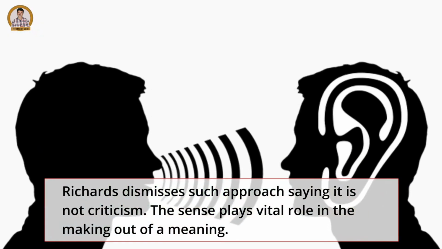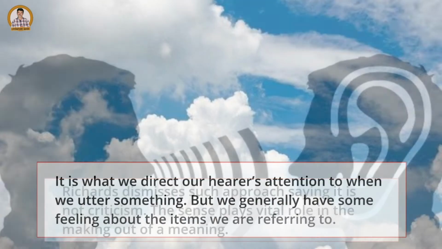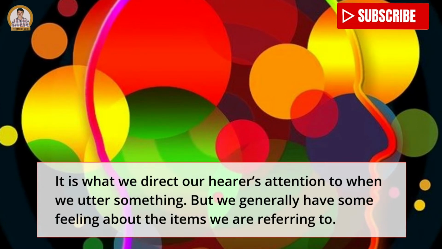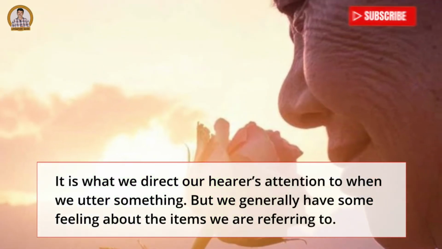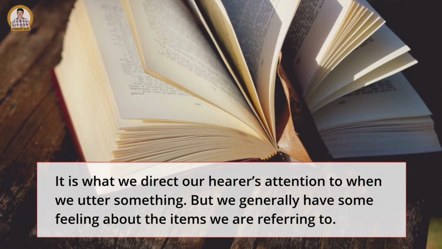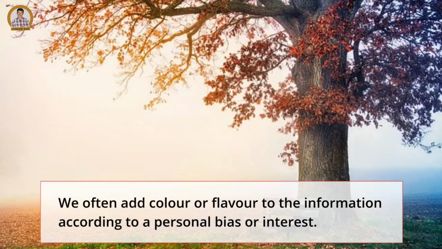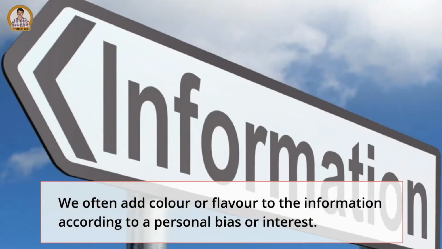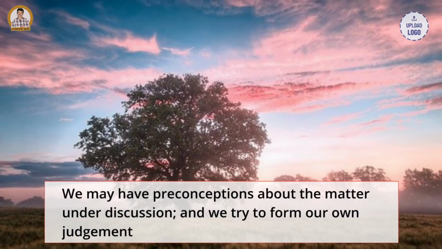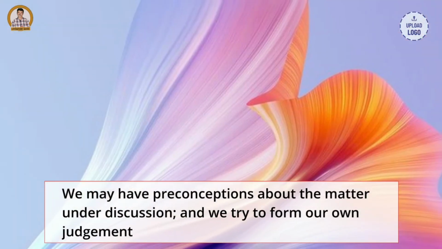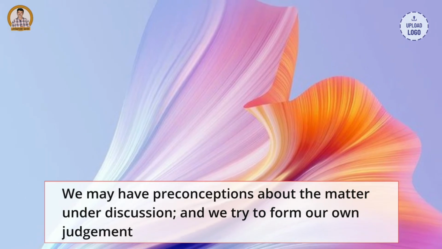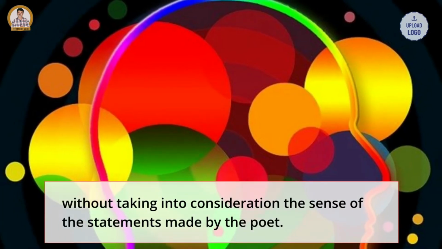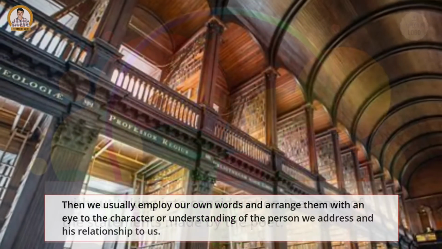The sense plays a vital role in the making out of a meaning. It is what we direct our hearer's attention to when we utter something. But we generally have some feeling about the items we are referring to. We often add color or flavor to the information according to a personal bias or interest. We may have preconceptions about the matter under discussion, and we try to form our own judgment without taking into consideration the sense of the statements made by the poet.